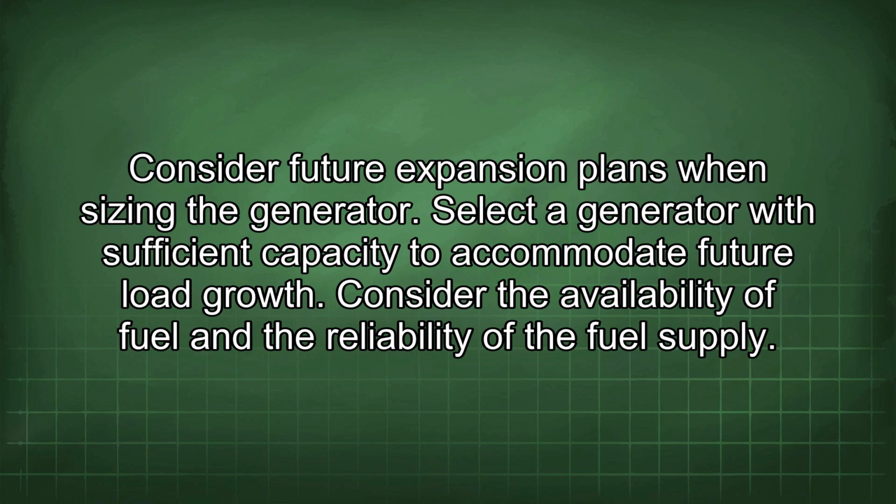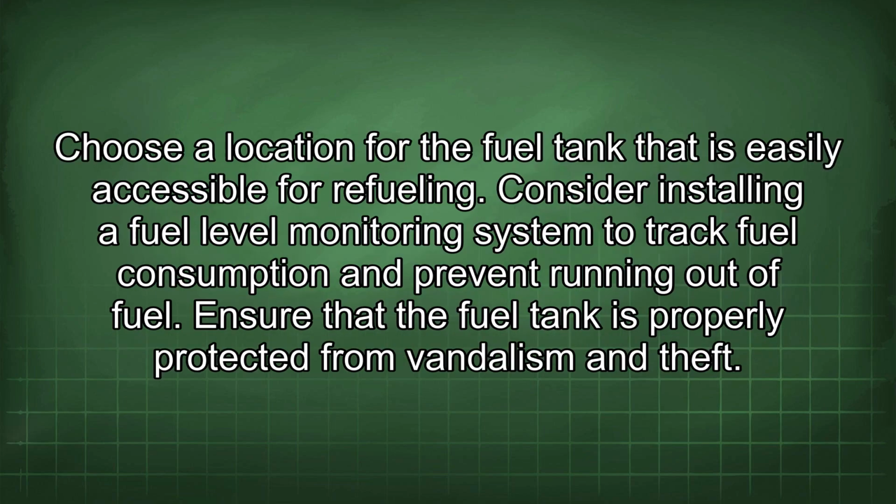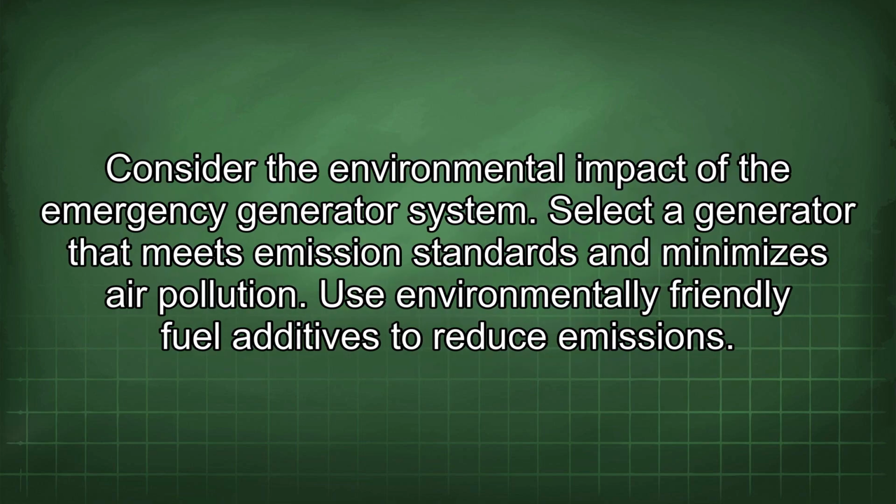Consider the availability of fuel and the reliability of the fuel supply. Choose a location for the fuel tank that is easily accessible for refueling. Consider installing a fuel level monitoring system to track fuel consumption and prevent running out of fuel. Ensure that the fuel tank is properly protected from vandalism and theft. Consider the environmental impact of the emergency generator system.